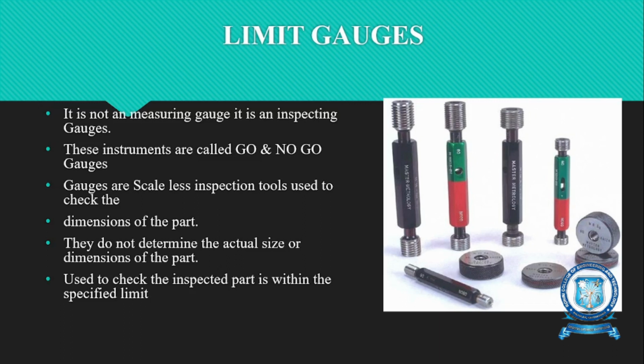Normally, gauges are tools used in inspection to check the dimensions of the part, and they do not determine the actual size or dimensions of the part. They are used to check that the inspected part is within the specified limit.